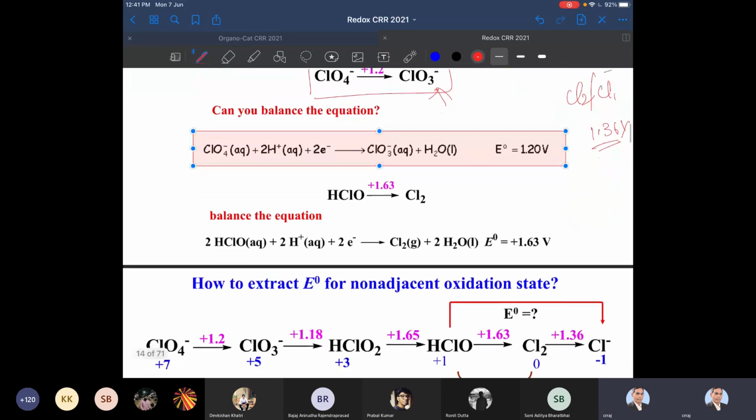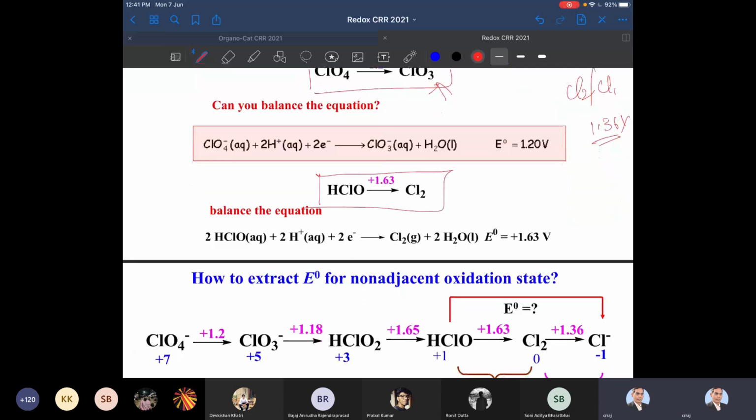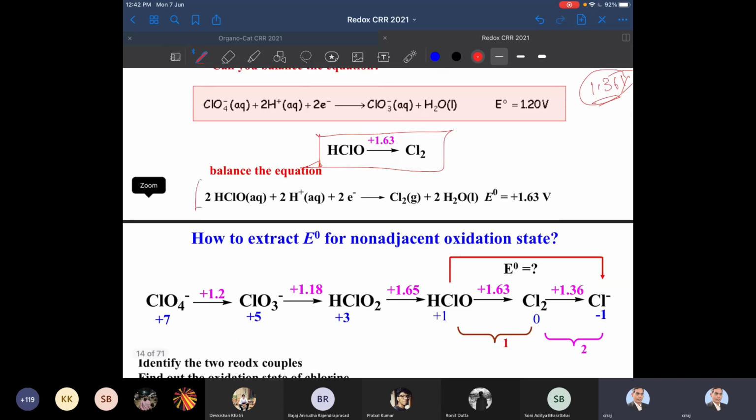In the same way, what I have is HClO to Cl2. There also I have a redox couple with a potential of 1.63, which is much higher than Cl2 to Cl minus, that is 1.36. Now you will be able to compare the reduction potentials and predict the properties of the species involved. Again, balancing the equation is straightforward. Some of your tutorial teachers will give you examples and work out many problems regarding this.